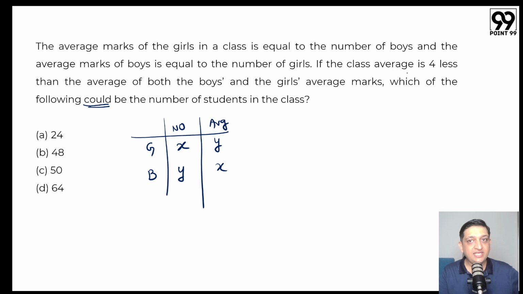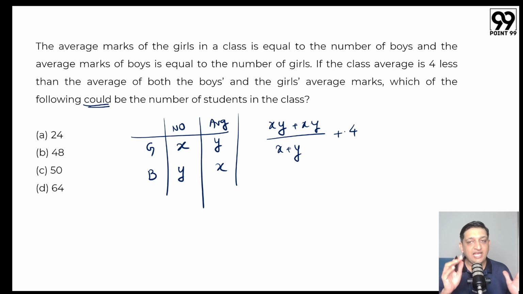Now what do we know here? What is the class average? Total number of marks scored by the girls and boys together divided by the number of boys and girls that exist. So total number of marks scored by the girls is going to be X into Y. The total number of marks scored by boys is going to be Y into X, or again I can say X into Y. The total number of students is going to be X plus Y. So this is the average of the class. The class average is 4 less, meaning that I am going to say class average plus 4 is going to give us the average of both the boys and girls average marks. So we have to find the average of the boys and girls average marks.